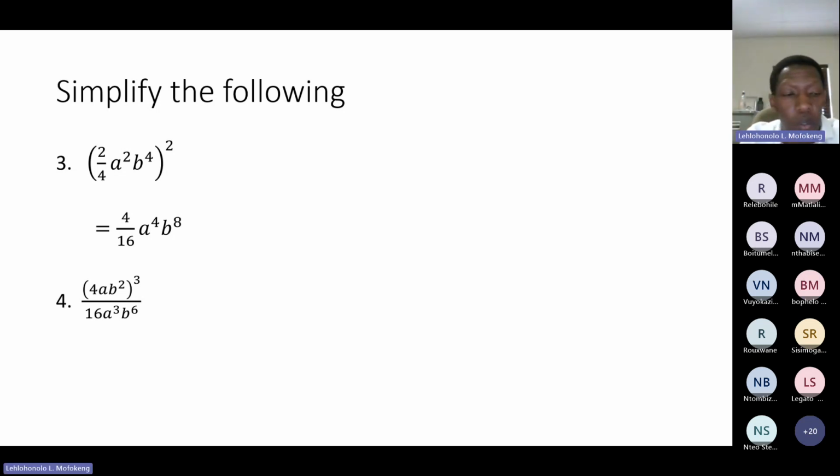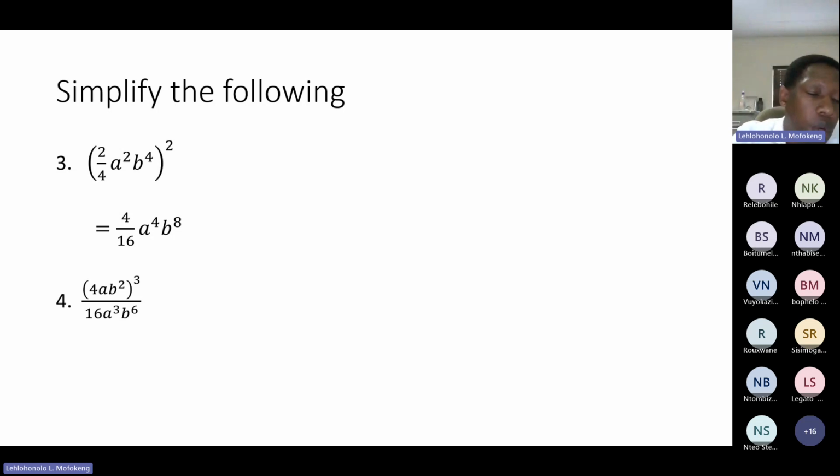Then going to number 4. Number 4, we are having 4ab squared raised to 3, and then it is divided by 16a cubed b to exponent of 6. Firstly, we must actually raise the numerator to exponent 3. So everything inside the bracket must be raised to exponent 3.